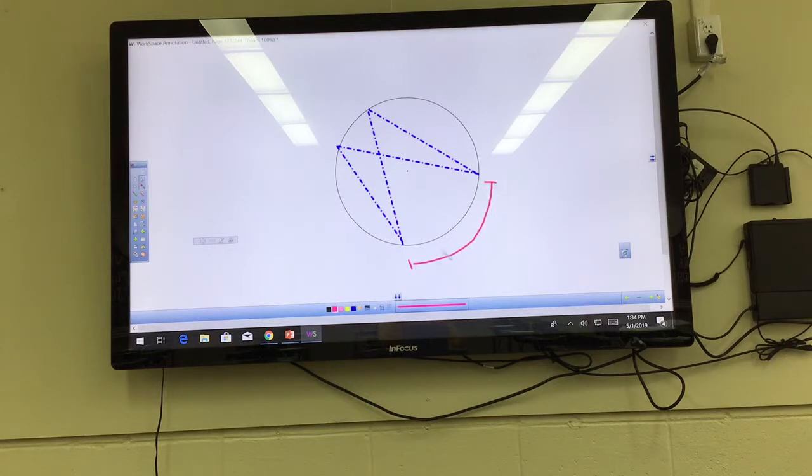So no matter what this value is, if this is 100, then this has to be 50, and this has to be 50. If this is 45, then this has to be half of 45 and half of 45, because they're intercepting the same arc. So the theorem says if two inscribed angles of a circle intercept the same arc or congruent arcs, then the angles are congruent. So let's look at an example of that.